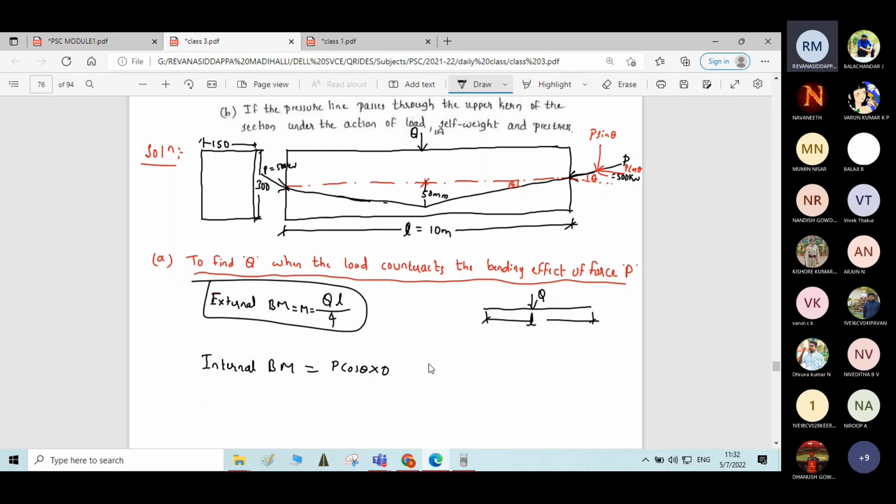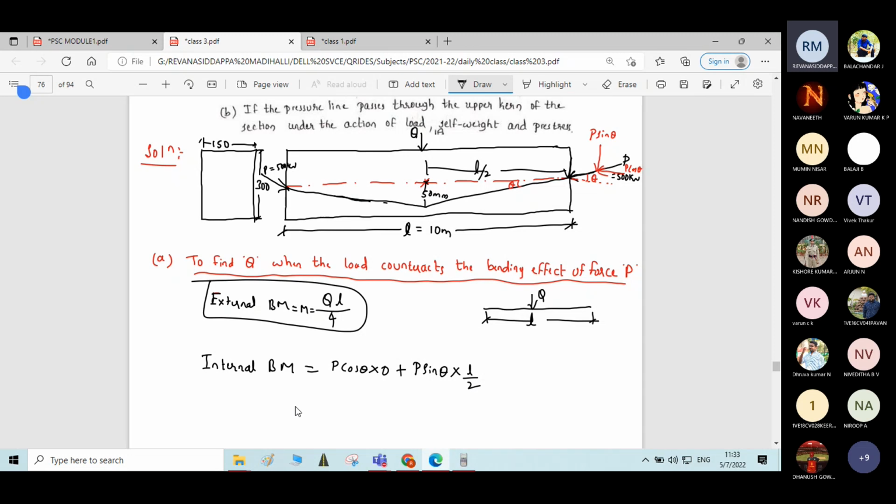Then plus P sin theta into perpendicular distance, how much? So P sin theta force, how it will act? It will act like this here at this point. So perpendicular distance is L by 2. Perpendicular distance of this point from line of action of P sin theta, it is L by 2. P sin theta into L by 2.